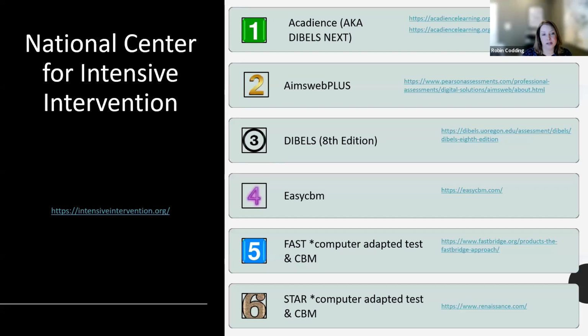Once again, on the National Center for Intensive Intervention, you can look at and compare those tools that are utilized for CBM. What's also interesting to note is that some of the computer adaptive test companies also offer CBM embedded. So STAR is a computer adaptive test, but it also has some CBM tools available, and likewise, FAST does the same thing. There's also Easy CBM, DIBELS 8th edition, AIMSweb Plus, and Acadience, which used to be known as DIBELS Next. So those are some good examples of different types of tools that might be available to you. Some of these are free. So Acadience has been free. Easy CBM has some free versions to it as well. So that's another important component to think about.